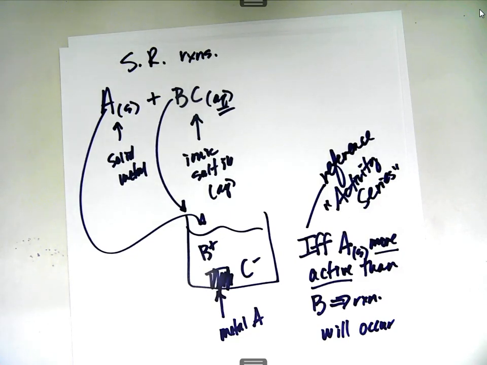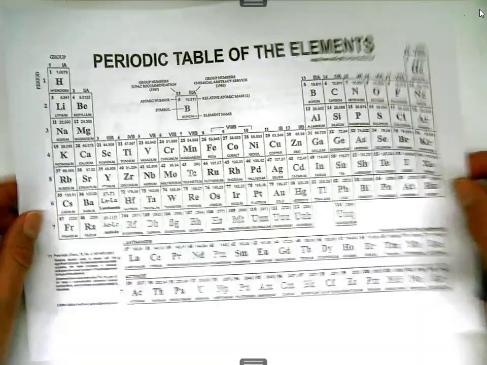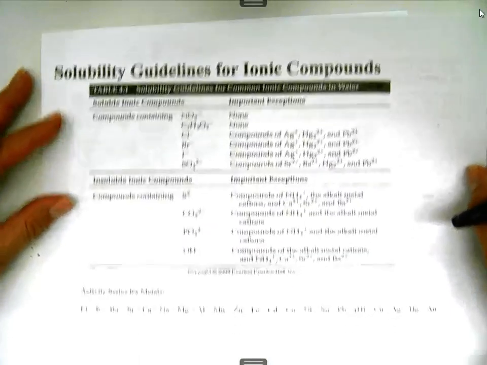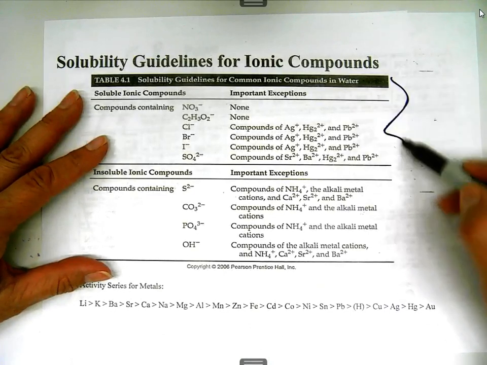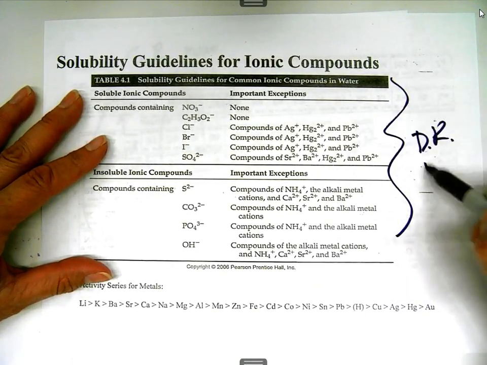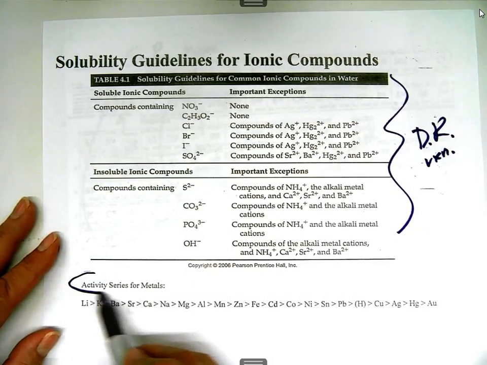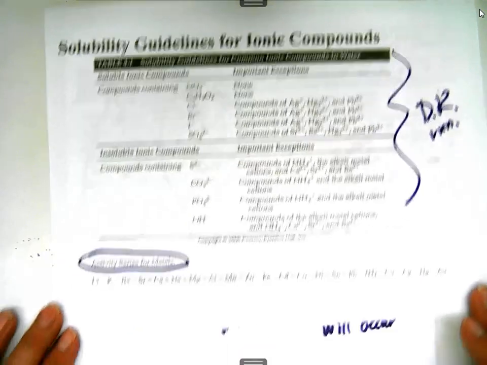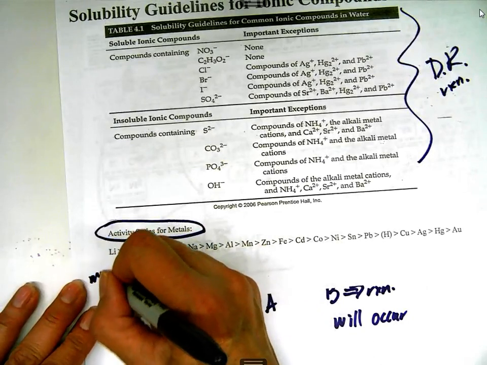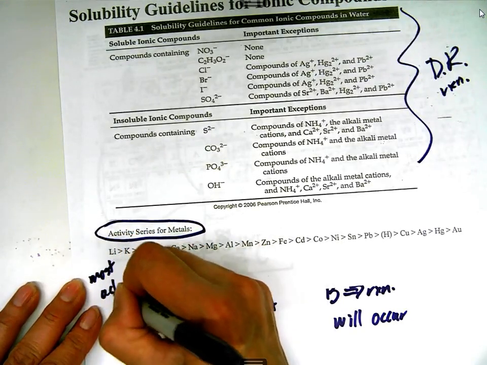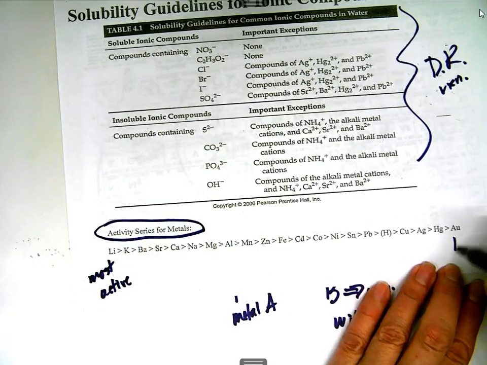And I've given you a handout with a periodic table on one side, right? You turn it over, you've got solubility rules, and these are used for double replacement reactions. We'll talk about those in lab more. Here is the activity series for metals. Take a look at this. Here are the most active. These are the ones that are the least active.